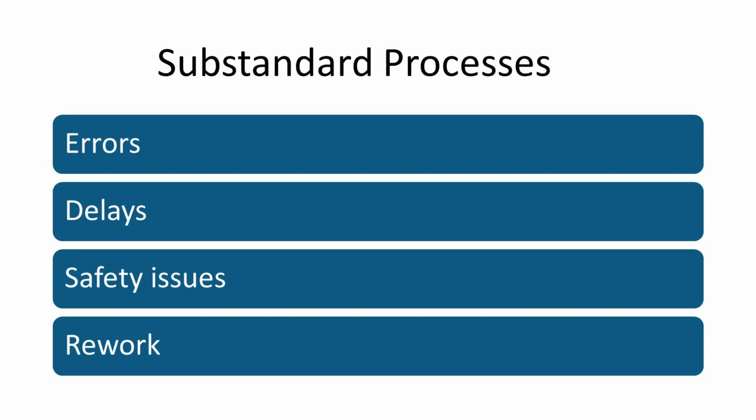If processes are not standardized, errors occur: rework, scrap, delays, quality issues, safety incidents. Following SOPs ensures consistency. Activity. Learners share one example of a substandard process and its impact.